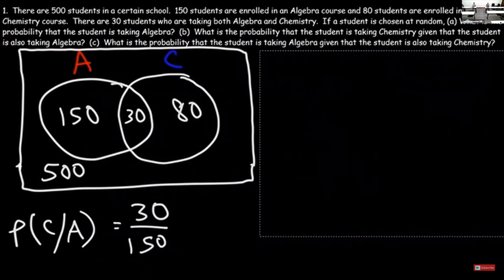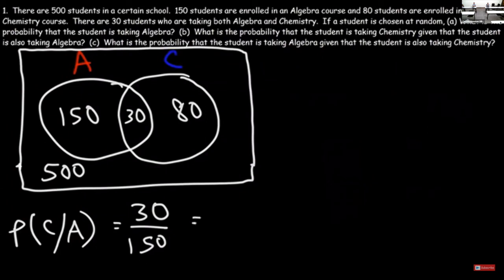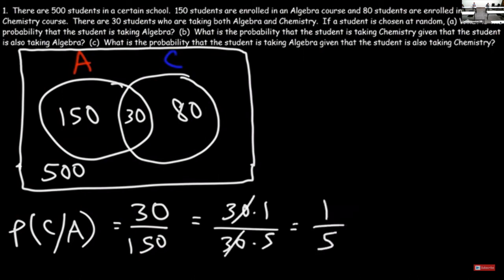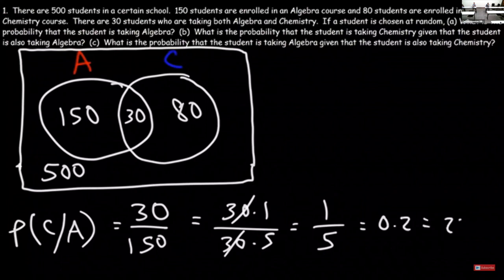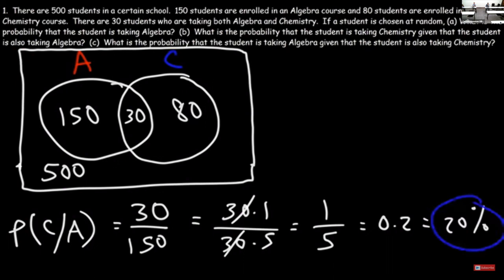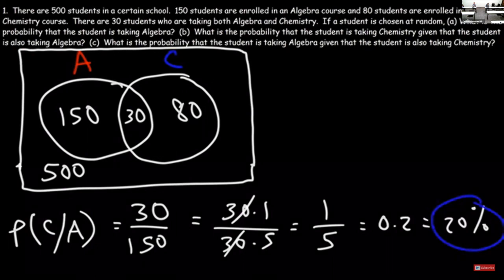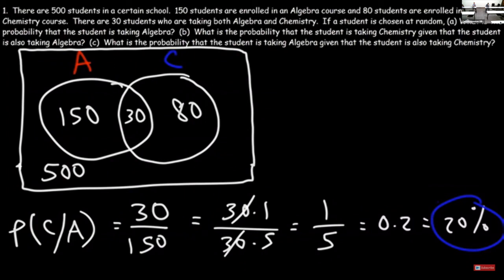So let's simplify 30 over 150. 30 is 30 times 1. 150 is 30 times 5. So the probability is going to be 1 over 5, which is 1 divided by 5 is 0.2. So there's a 20% chance of selecting a student who is taking chemistry, given that they're taking algebra. Now, let's talk about what this means. Out of all of the 150 algebra students in the school, 20% of them are taking chemistry. 20% of 150 is 30.